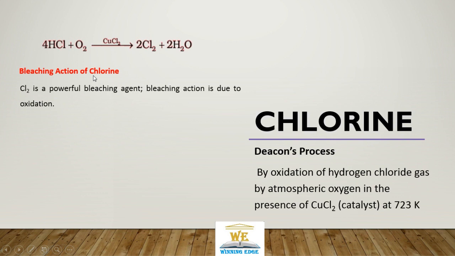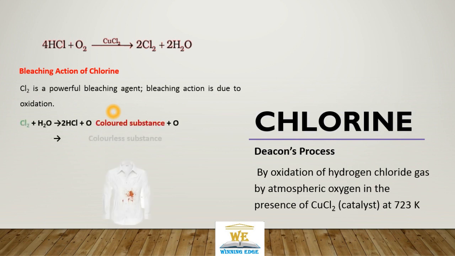Chlorine too has a bleaching action, as you saw earlier, and its bleaching action is due to oxidation. We have a stained cloth here. If we add a bleaching agent that releases chlorine, what happens? It reacts with water to give us HCl as well as nascent oxygen.